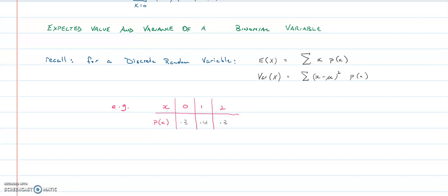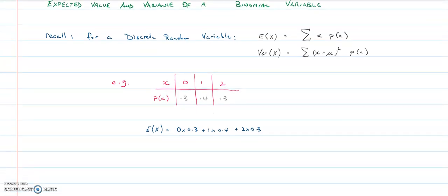So our expected value for this distribution would be 0 times 0.3 plus 1 by 0.4 plus 2 by 0.3. So we're taking each of the possible scores and multiplying by its probability. This is a weighted sum that gives us our expected value. So we're going to get 0 plus 0.4 plus 0.6, which equals 1. So our expected value is 1.